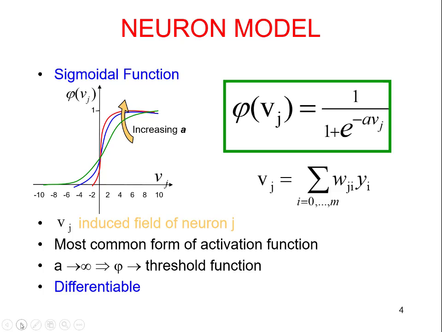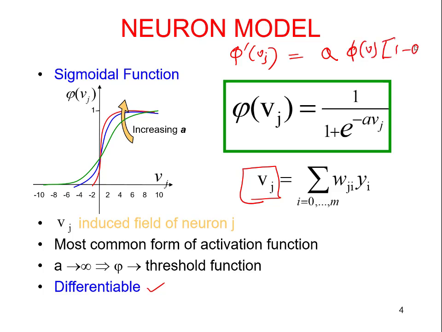The sigmoid function is differentiable and can support nonlinearity. Here Vj, the transfer function, is provided as an input to the activation function. Mostly, the derivative of the activation function can be expressed in terms of the activation function itself. That is one of the most powerful properties of this sigmoid activation function.